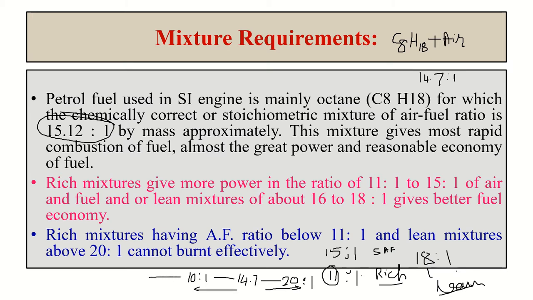Probably if you try to operate the engine on this side, it is too rich. The air fuel mixture may not get ignited. So this side also has the same problem. It is going to be too lean. Here, short of fuel. Here, short of air. Normally in a petrol engine, this is the kind of air fuel ratio range that we manage. So the carburetor has to prepare the air fuel ratio in this range and supply that.